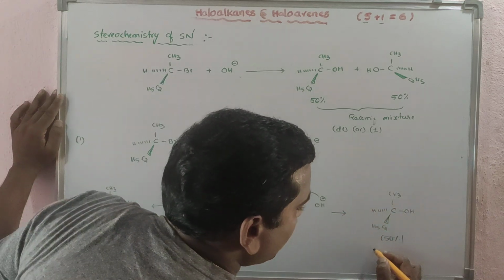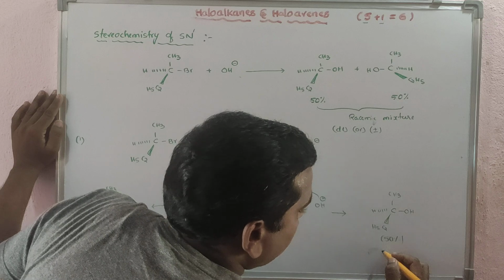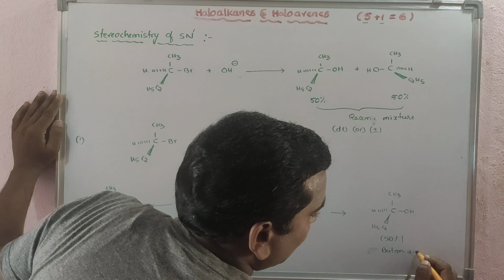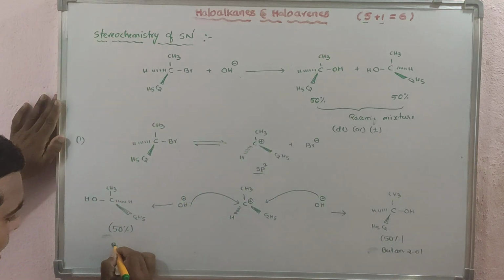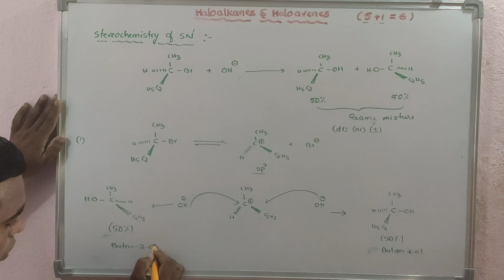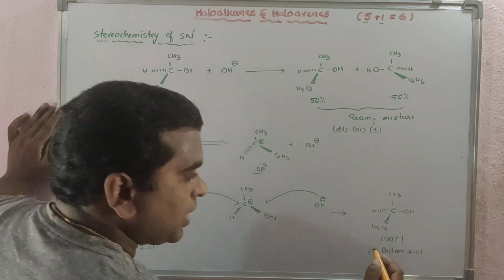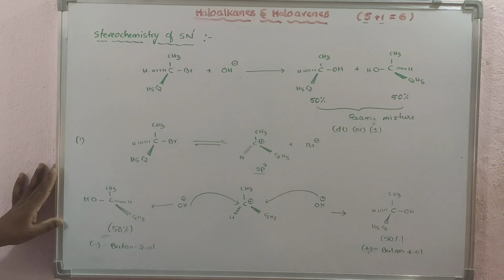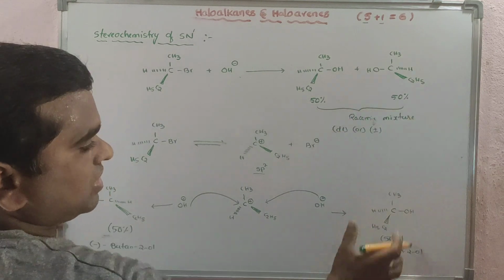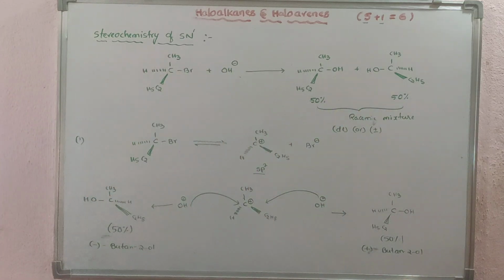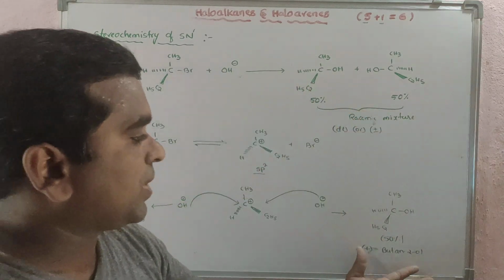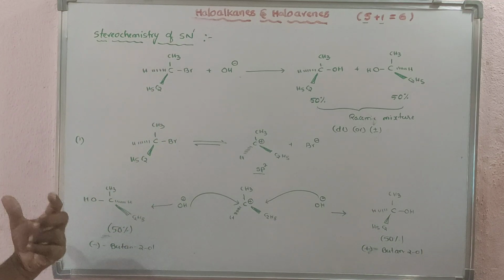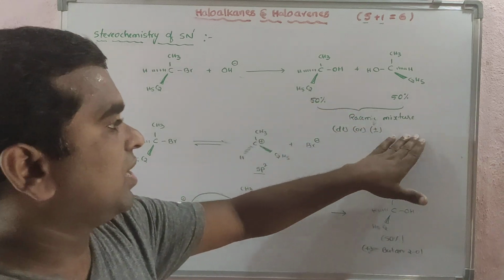What is the name of this compound? You know, 4 carbons are there, butan-2-ol. Clear? And this is also the same compound, butan-2-ol. Clear? If one rotates the plane polarized light towards the right, then the other rotates the plane polarized light towards the left, and this mixture we consider a racemic mixture. So that's why in the SN1 reaction a racemic mixture will be formed, 50% of the retention product and 50% of the inversion product. Clear? This is the racemic mixture.